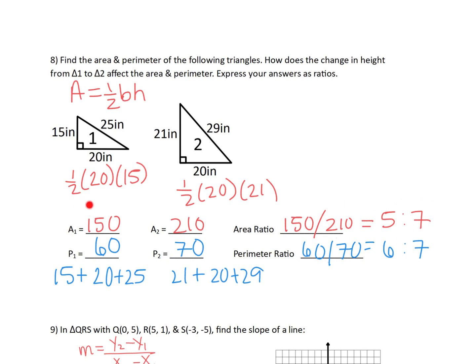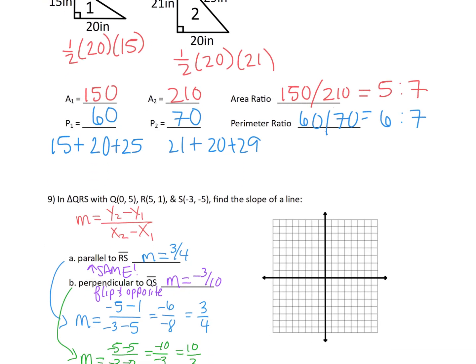So we find the area, and I'll say some of you are getting the wrong formula for the area of a triangle. It's 1/2 base times height. So that's the formula I'm using there for my areas. Perimeter is just adding all 3 sides together. And then the area ratios is just a fraction. Put them in fraction form and simplify. Okay, so the ratio of areas is 5:7, and the ratio for perimeters is 6:7.